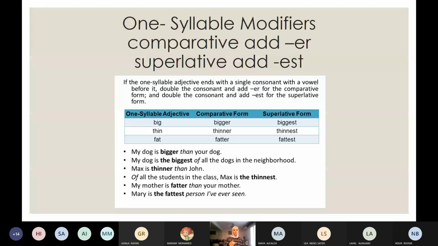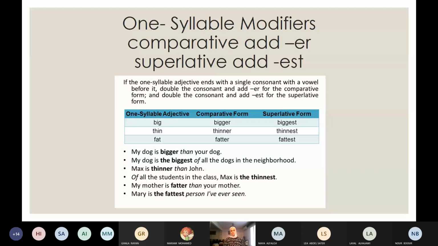Thin, it also ends with a vowel before the end. Thinner, thinnest. Fat, fatter, fattest. Okay, so my dog is bigger than your dog, comparative. My dog is the biggest of all dogs, superlative. Max is thinner than John. Of all students in the class, Max is the thinnest. My mother is fatter than your mother. Mary is the fattest person I've ever seen.